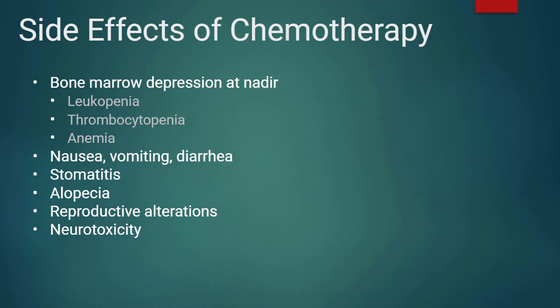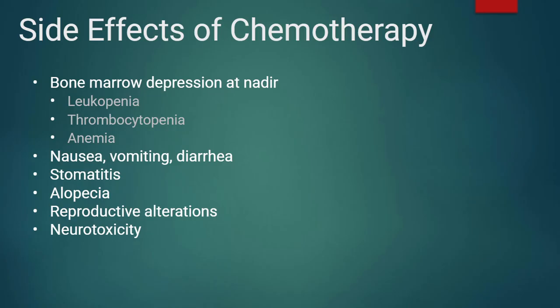Another major effect is nausea, vomiting, and diarrhea. These happen because chemo irritates the lining of the stomach and intestines. Stomatitis is also common. This means painful sores in the mouth, which make eating and drinking difficult. Alopecia, or hair loss, is another well-known effect. While it's temporary, it can be very distressing for patients and impact body image.